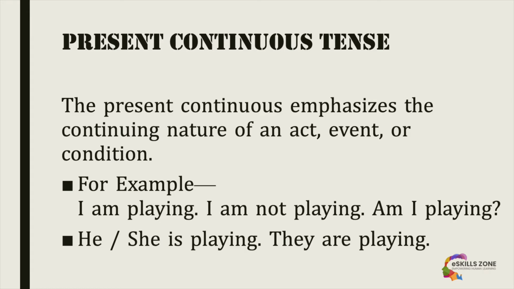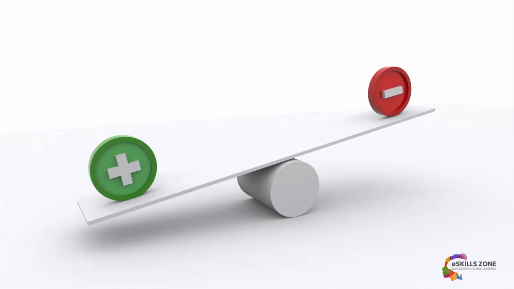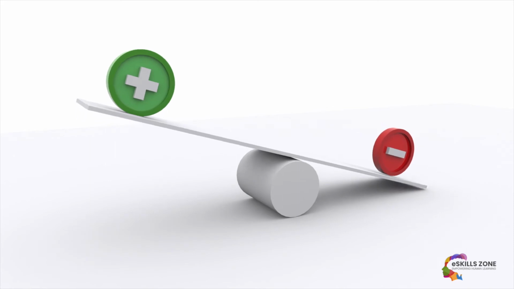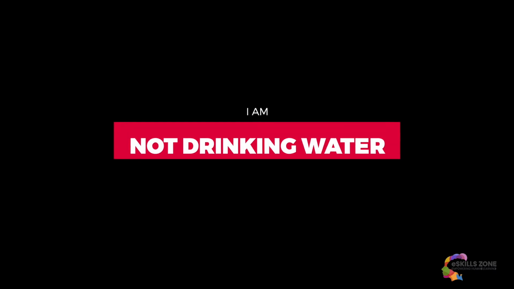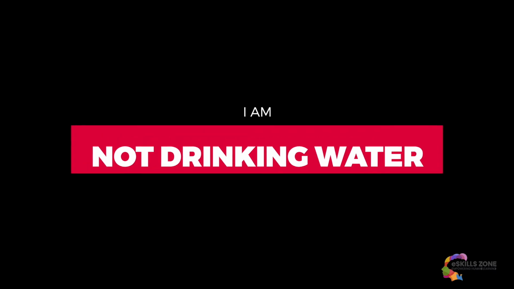I am drinking water. Okay. So now I will tell you how will we convert this positive sentence into negative. The negative sentence will be I am, here am is a helping verb, not drinking. Drinking is a verb and it comes here with ing. I am not drinking water.